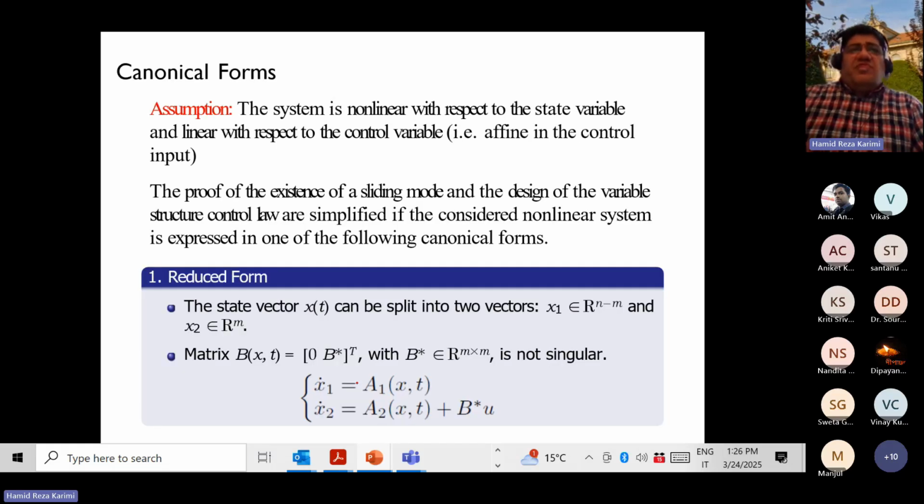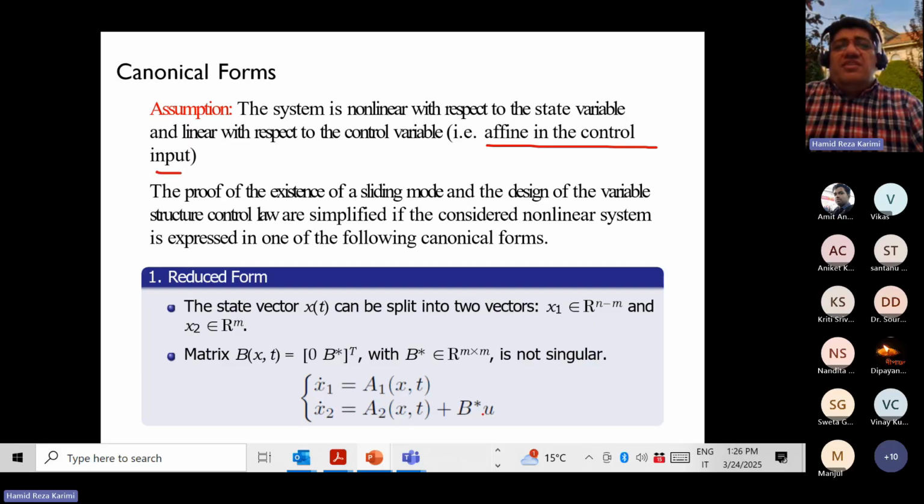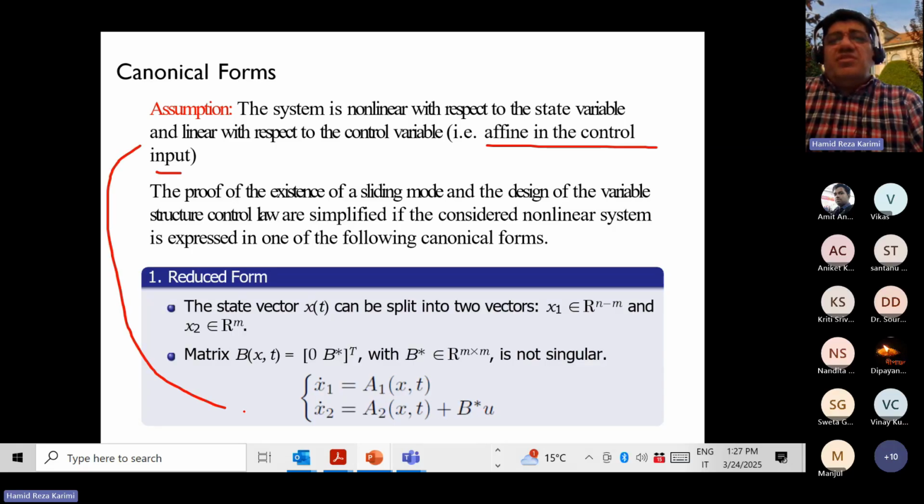Okay, there is some other discussion about the type of the system. Basically, one is the canonical form. In the canonical form, the assumption is that the system is nonlinear with respect to the state variables and linear with respect to the control variables. It means the system should be affine in the control input, something like this: nonlinear with respect to state variables and linear with respect to the control input.